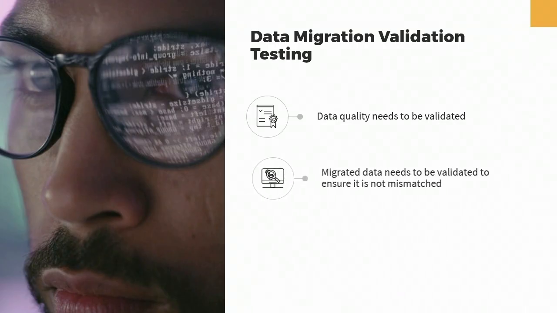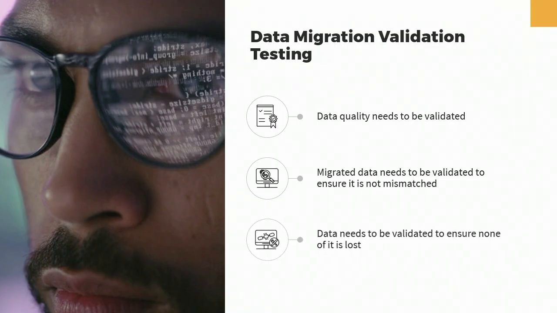So you have to also migrate data needs to be validated to ensure that it's not mismatched between the target system and the source system. And your data needs to be validated to ensure none of it is lost. You want to make sure that you haven't lost any type of data at all that could be important for machine learning purposes.